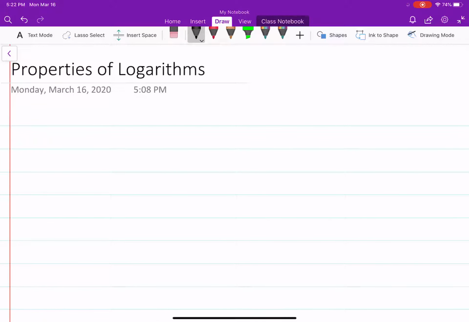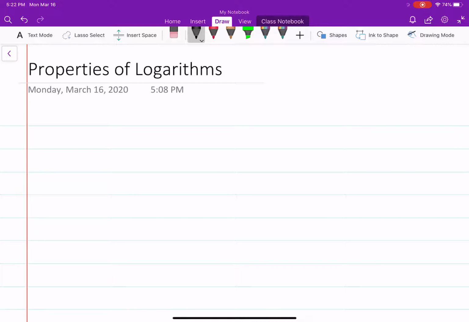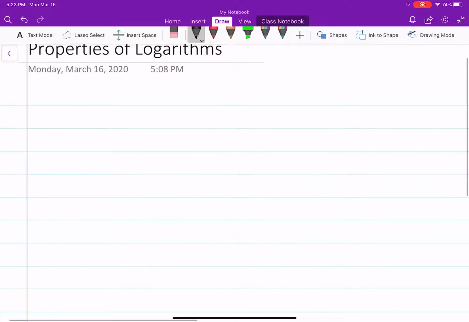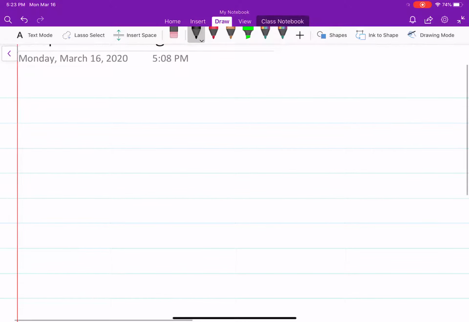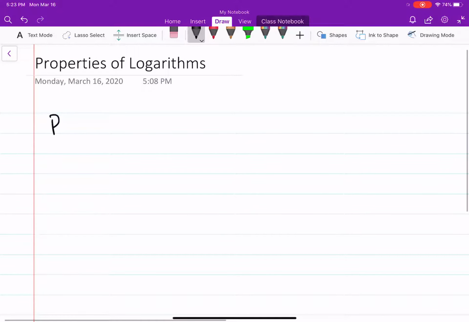Okay, let's start with the properties of logarithms. We're just going to talk about properties, do a few examples, and then we'll call it the end of the lecture. So what are the properties that we're talking about? One is called the product rule.